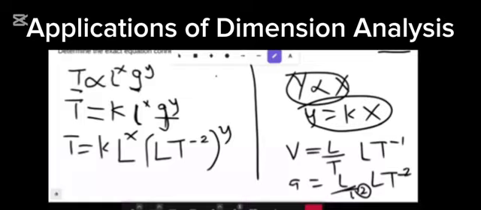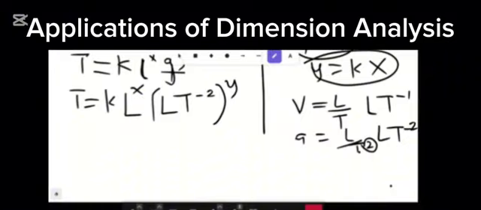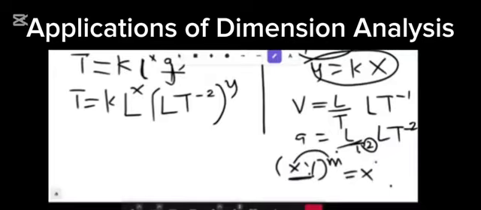Now, we introduced index rules in our last class. We said if you have xy, everything raised to the power m, you are going to give the two constituents inside the bracket this power. It is going to be x to the power m and then y to the power same m. So now I'm going to write this. Let me leave this T. This is going to be k L to the power x.